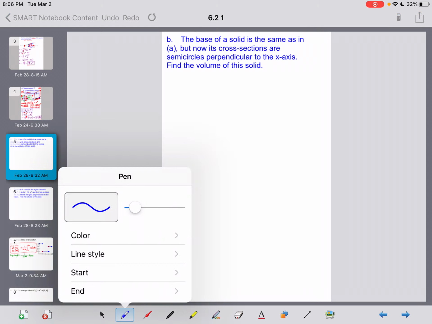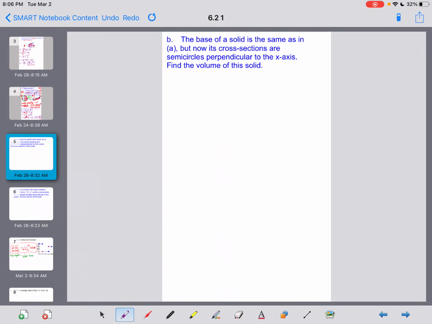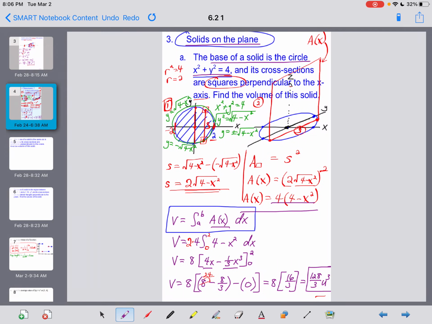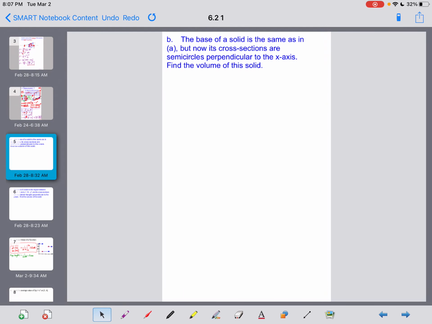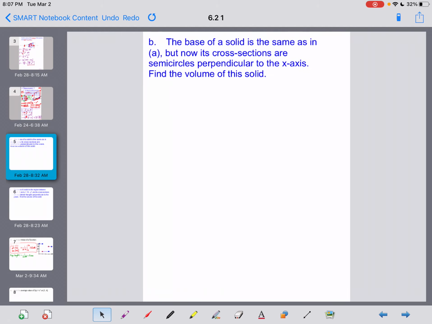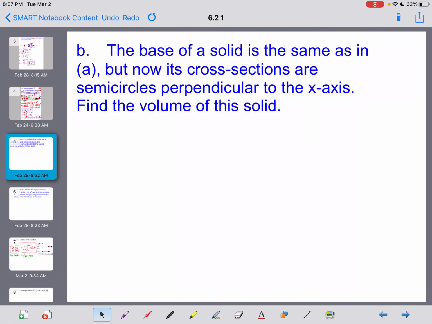So let's take a look at what's going on here in example, what is this, 3b, 4b? I don't even know where we are. This is 3. Okay, here we go. So example 3b. The base of a solid is the same as it was in A. Okay, that's good news, everybody.